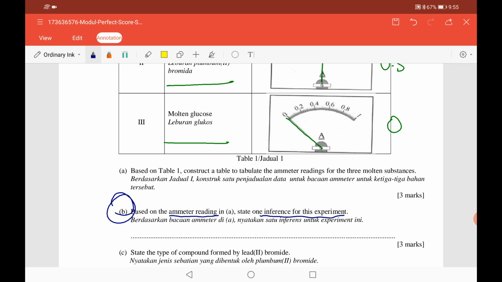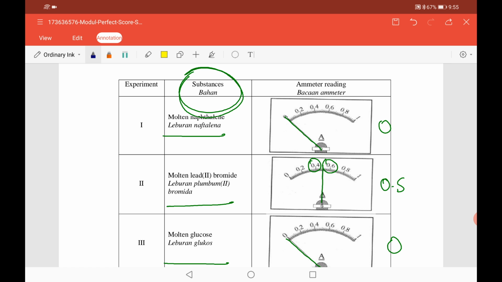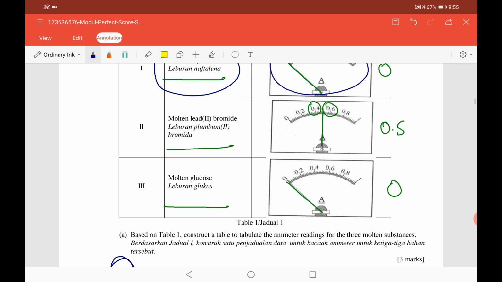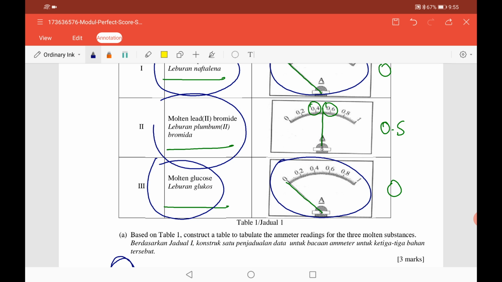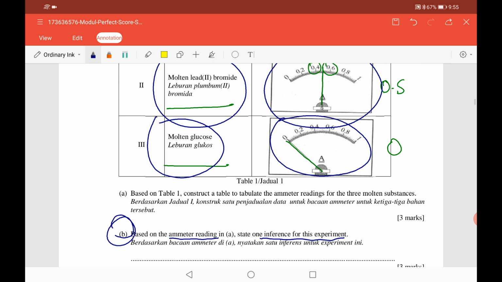Okay, so remember, inference is all about observation. So what you can see first. So what we can see, molten naphthalene. When we use molten naphthalene, ammeter reading is 0. When we use molten glucose, ammeter reading is 0. When we use molten lead bromide, ammeter reading is 0.5. So why? So what is the inference?